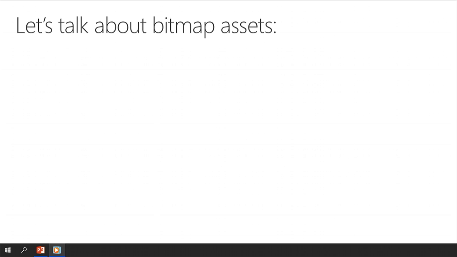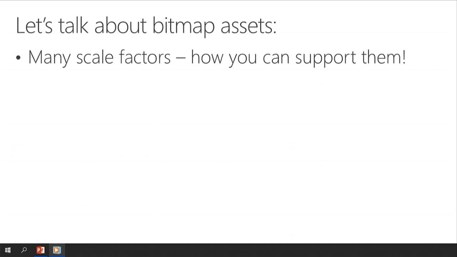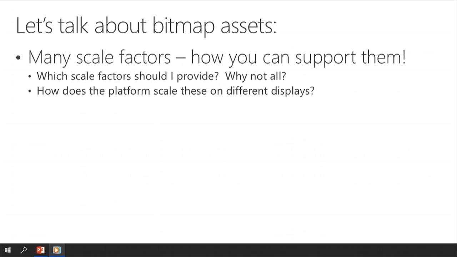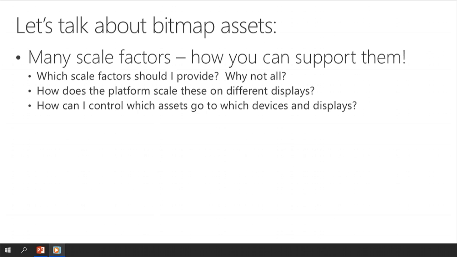At this point, you may be remembering, if you had attended some of the previous Builds, that we had similar issues when we were talking about Windows Phone apps in Windows Phone Blue and in Store apps. And there were a lot of questions that come up around bitmap assets. We have a lot of scale factors. How can you support them all? Which scale factors should you support directly? Why not just support all of them? What happens if the platform has to scale these to different displays and you haven't provided them? How can you control which assets go to which devices and displays? These are all really important questions, and fortunately the answer is it's a very similar story to what we had before. And so what I want to do now is go into it in detail and show how it applies to the Windows 10 scale factors.